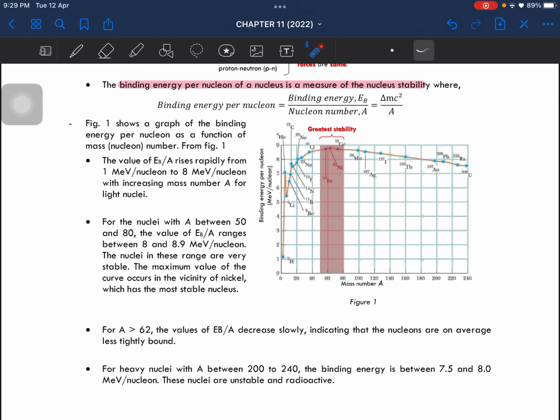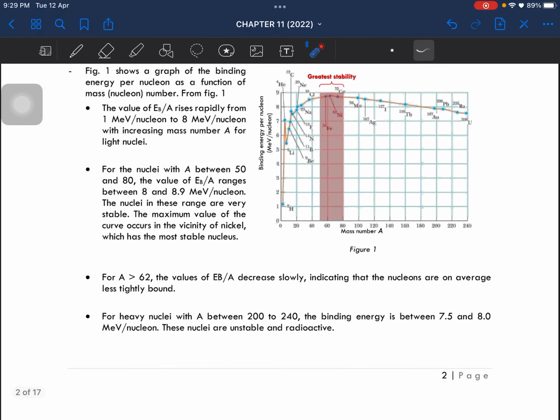For nuclei with A between 50 and 80, 50 somewhere on here and 80, this shaded region here, the nuclei in this range are very, very stable. The maximum value of the curve occurs in the vicinity of nickel. So in short, nickel and iron, if I'm not mistaken, have the most stable nucleus.